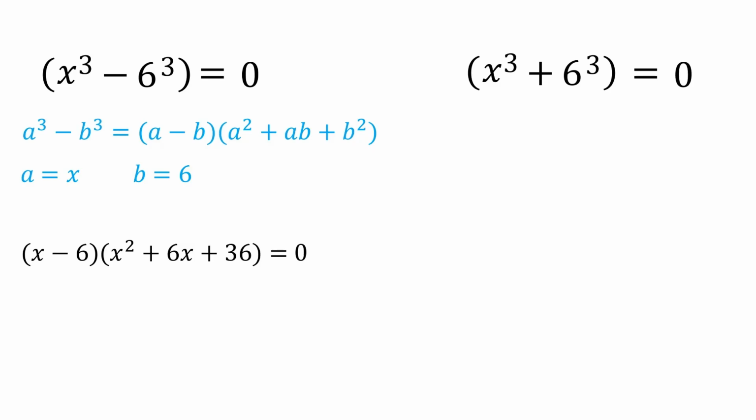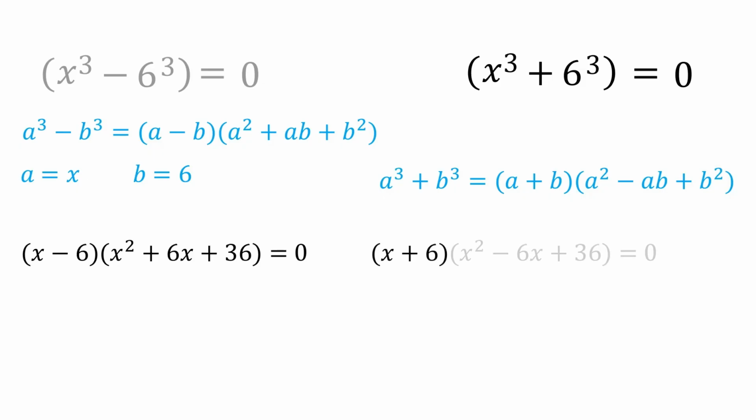Now let's work on the second equation. This one looks almost identical. There's only one difference. Instead of a minus sign, we have a plus sign. That means we switch to a different identity, the sum of cubes. Notice how similar the formulas are, only the signs change. Substituting x and 6 gives us x plus 6 times x squared minus 6x plus 36. Now our original equation has completely unfolded into four separate factors.